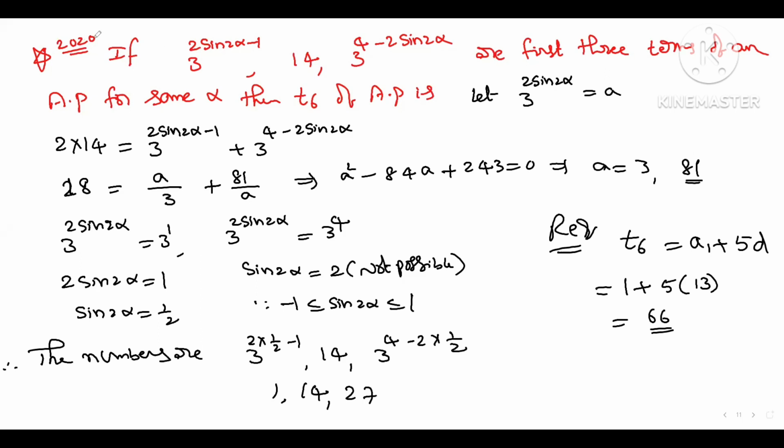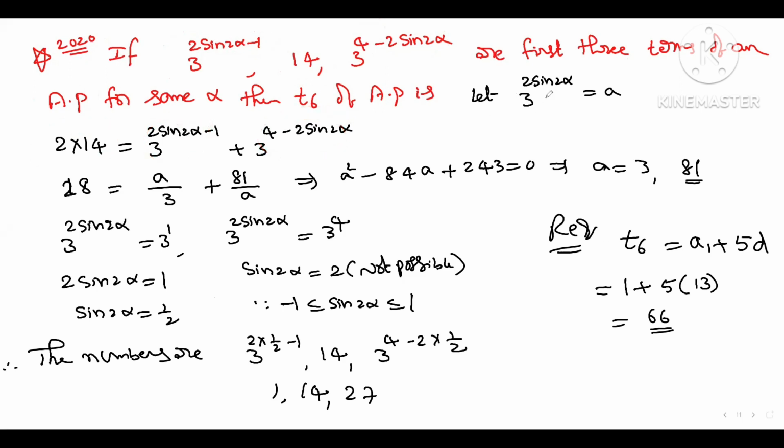Okay, now I would like to explain the 2020 question. In the statement, 3 to the power 2 sine 2 alpha minus 1, 14, 3 to the power 4 minus 2 sine 2 alpha are the first three terms of an AP, then find out the sixth term. Here the three terms are in AP. What is the formula? 2B is equal to A plus C.